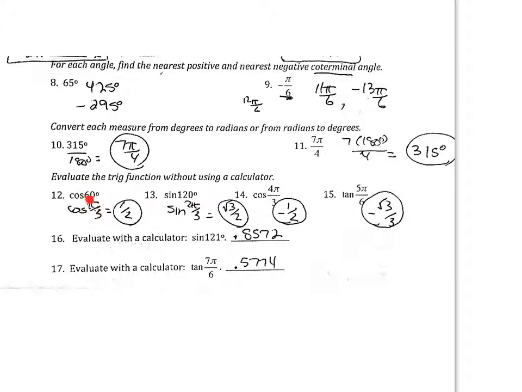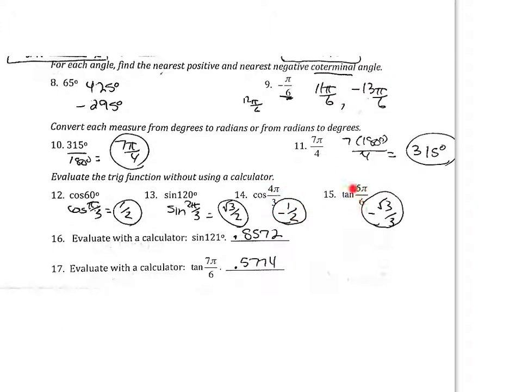Change it to radians first. You're supposed to know cosine pi over 3 is a half, so you're done. Change it to radians first. Drop the top, do your reference angle. Sine of pi over 3 is square root of 3 over 2. It's positive because 2 pi over 3 is in quadrant 2. Cosine, it's a pi, drop the top, it's just pi over 3, so put a 1/2. 4 pi over 3 is in quadrant 3, so it's negative a half.